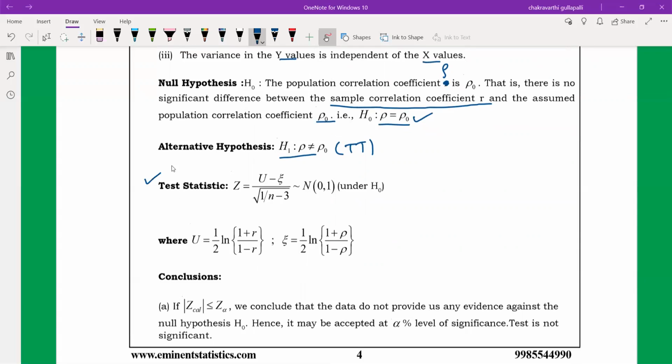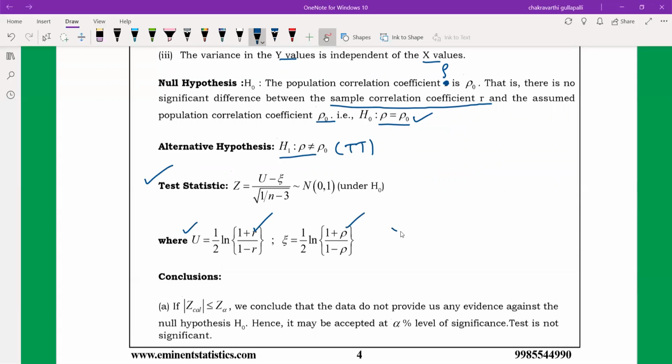The test statistic formula is very important from the examination point of view. Z equals U minus Xi by square root of 1 by n minus 3. This is the standard error for correlation coefficients. It follows N(0,1) under H naught. Now, what is U here? U is defined by the formula 1 by 2 log base e of (1 plus R) by (1 minus R). Xi is 1 by 2 log base e of (1 plus rho) by (1 minus rho). U is from the sample correlation, and Xi is from the population correlation.